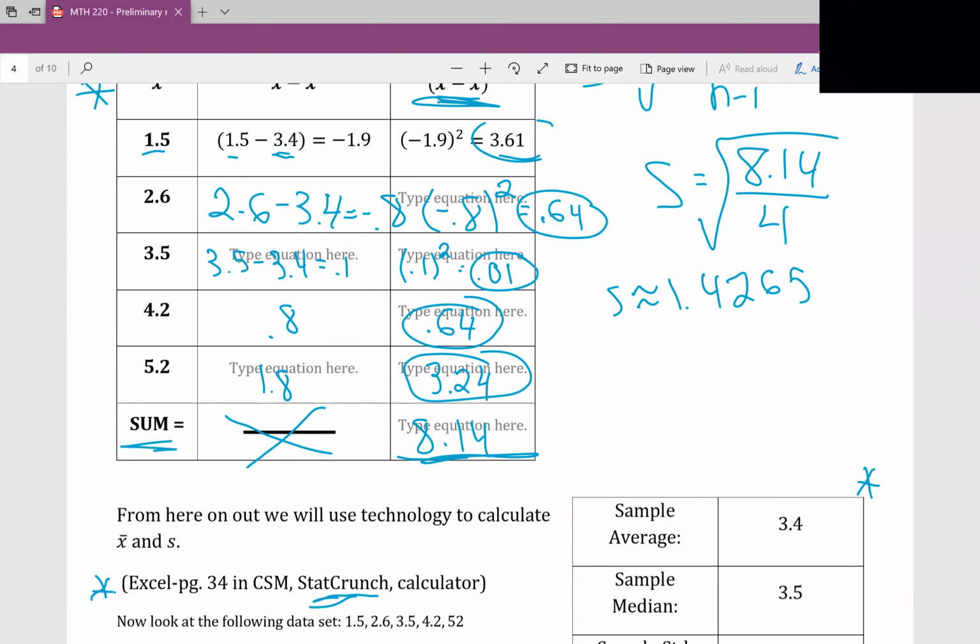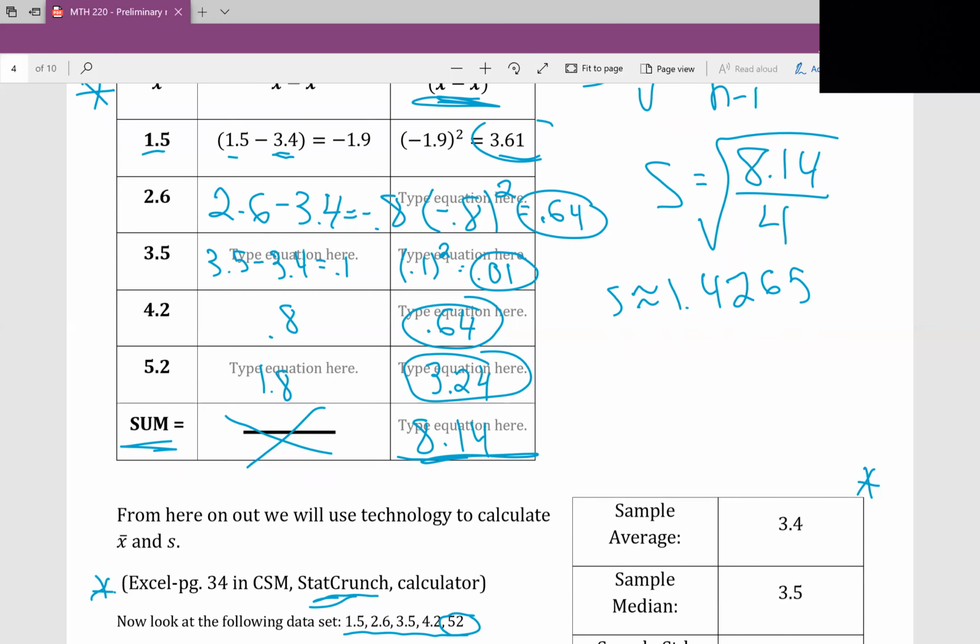Now I want you to take a moment and calculate those 4 numerical methods or descriptive statistics for this following data set. And make a note that now instead of having 5.2, we have the number 52. So if you'd like, take a moment, pause right here, and work on calculating the sample average, sample median, standard deviation, and the range for this data set.